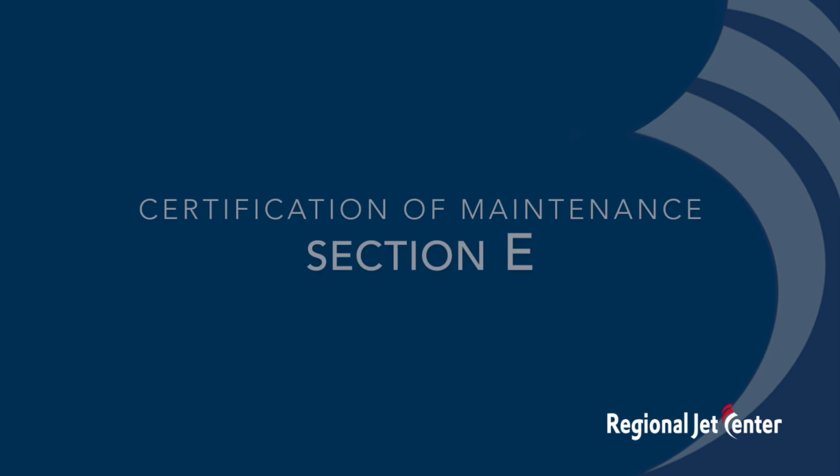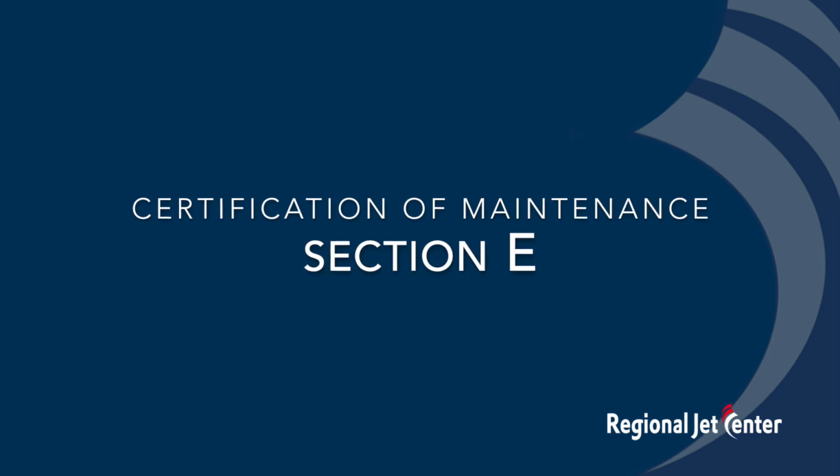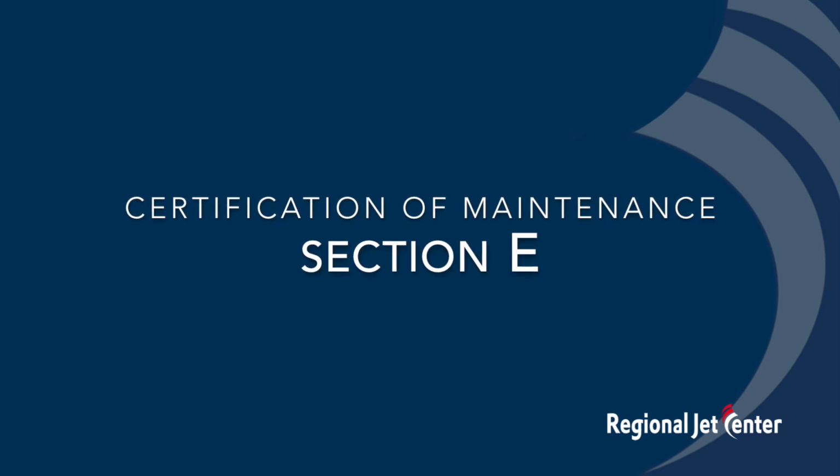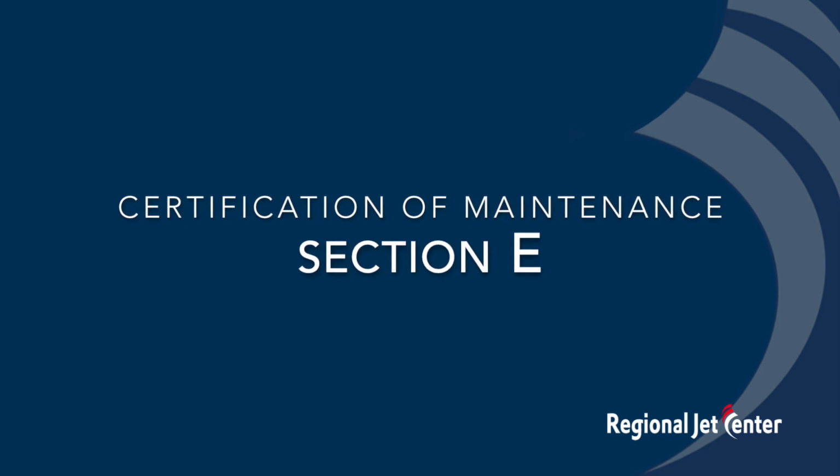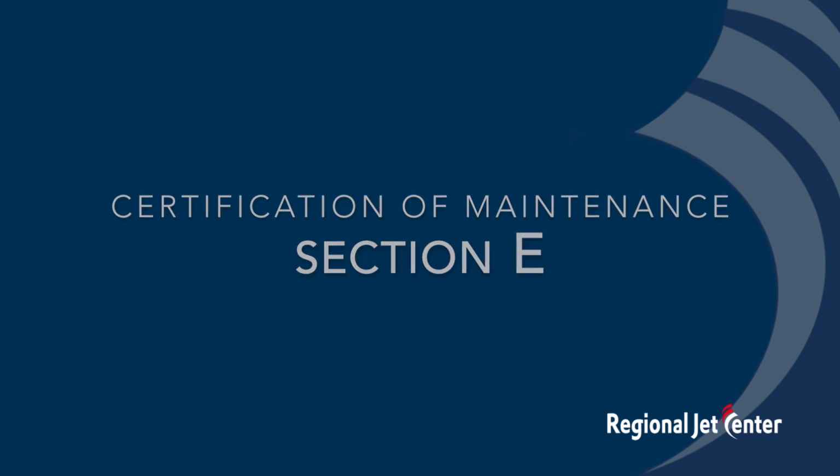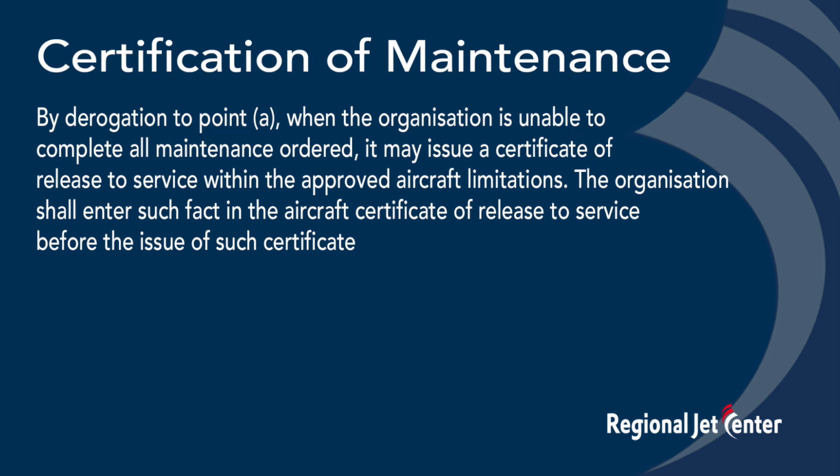Finally, Section E. This section is already referred to at the end of the first part, Part C of this video, where we talked about a release to service, with items on the exemption list. By derogation to Point A, when the organization is unable to complete all maintenance ordered, it may issue a certificate of release to service within the approved aircraft limitations. The organization shall enter such fact in the aircraft certificate of release to service, before the issue of such certificate.